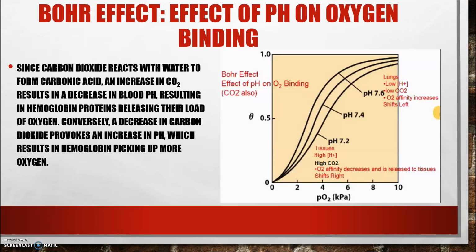The Bohr effect. Effect of pH on oxygen binding. Since carbon dioxide reacts with water to form carbonic acid, an increase in CO2 results in a decrease in blood pH, resulting in hemoglobin proteins releasing their load of oxygen. Conversely, a decrease in carbon dioxide provokes an increase in pH, which results in hemoglobin picking up more oxygen. And then the photo to the right shows where the O2 affinity increases and the O2 affinity decreases in the pH levels.